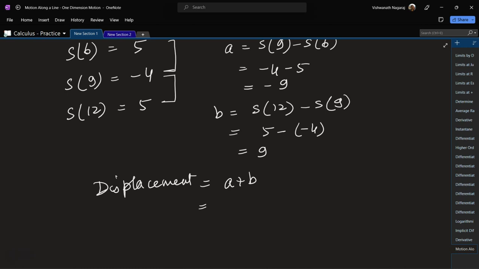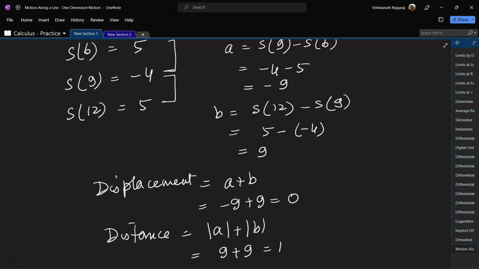Which gives us minus 9 plus 9, which is 0. And the distance covered is equal to magnitude of A plus magnitude of B, which is equal to 9 plus 9, which is 18 units.